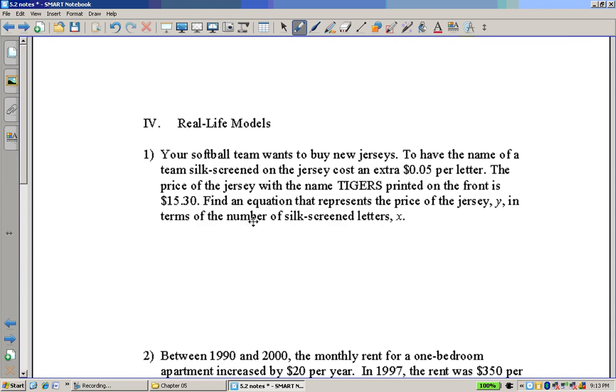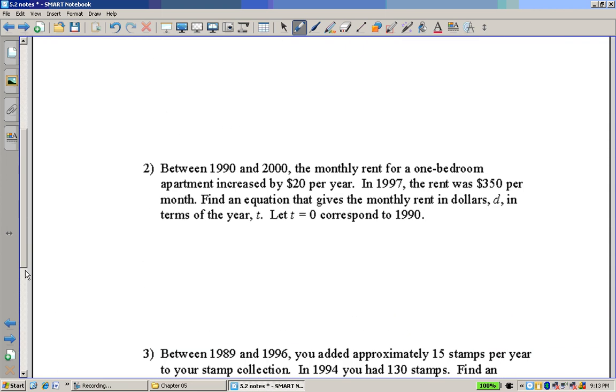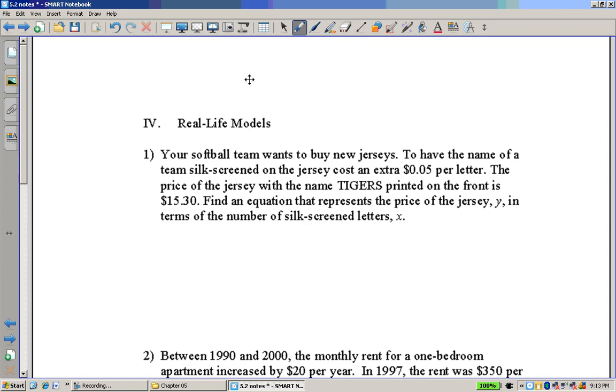Here we have some real-life models. Got 3 examples. Now these are some that you may want to pay special attention to because these really could be on the test. Hint, hint. Your softball team wants to buy new jerseys. To have the name of a team silk screened on the jersey costs an extra 5 cents per letter. Now watch for that word per. Sometimes that can really give you a hint there. The price of the jersey with the name Tigers printed on the front is $15.30. Find an equation that represents the price of the jersey Y in terms of the number of silk screened letters X.